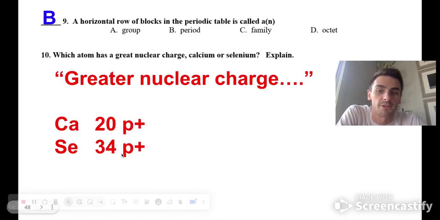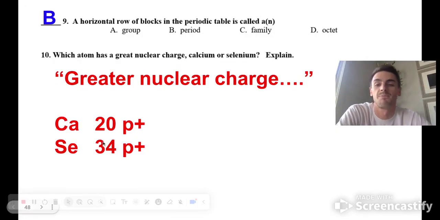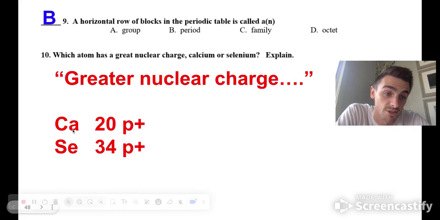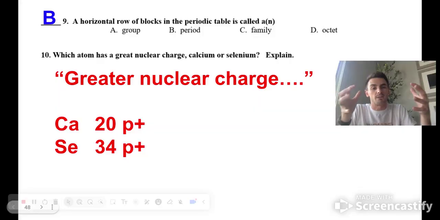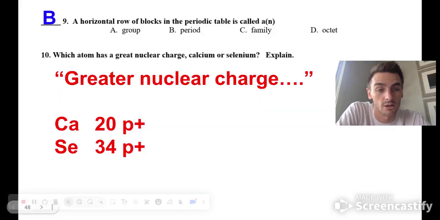So selenium definitely has a greater nuclear charge, and we know that that's important when it starts to talk about pulling on those electrons. Between the size here, this is 4s, this is 4p, but 34, that greater nuclear charge is going to pull harder, which is why it gets smaller as you add more protons across a row. So those can go in the basket.